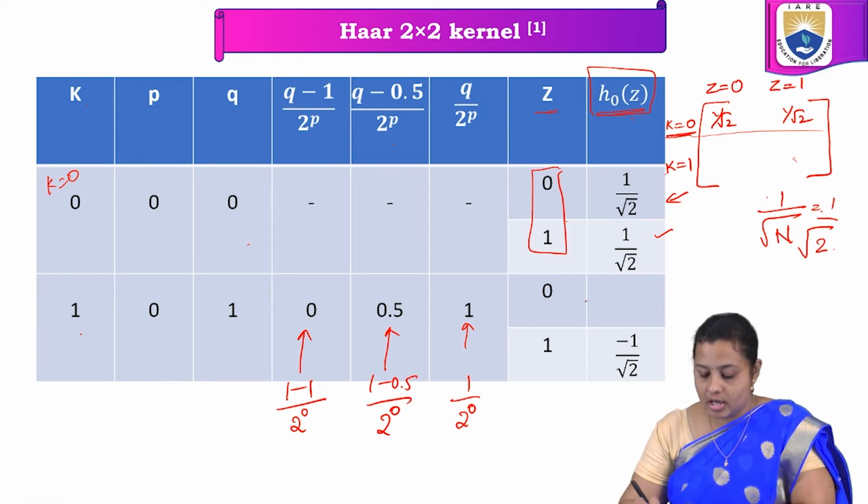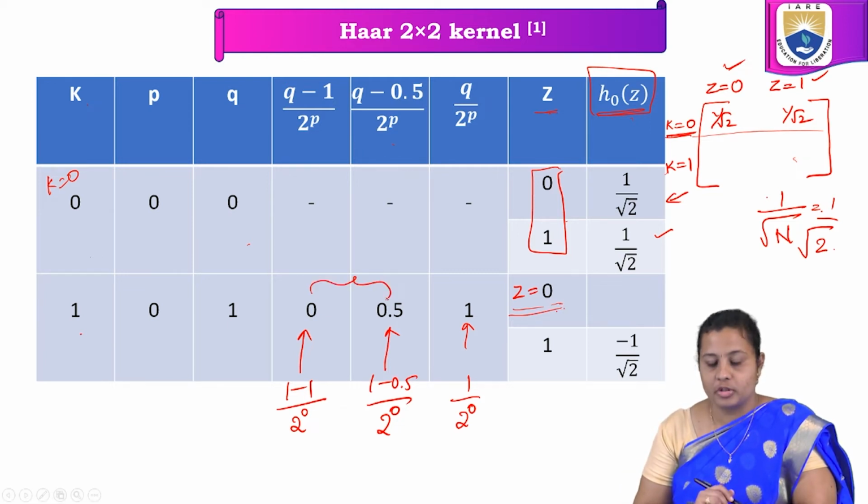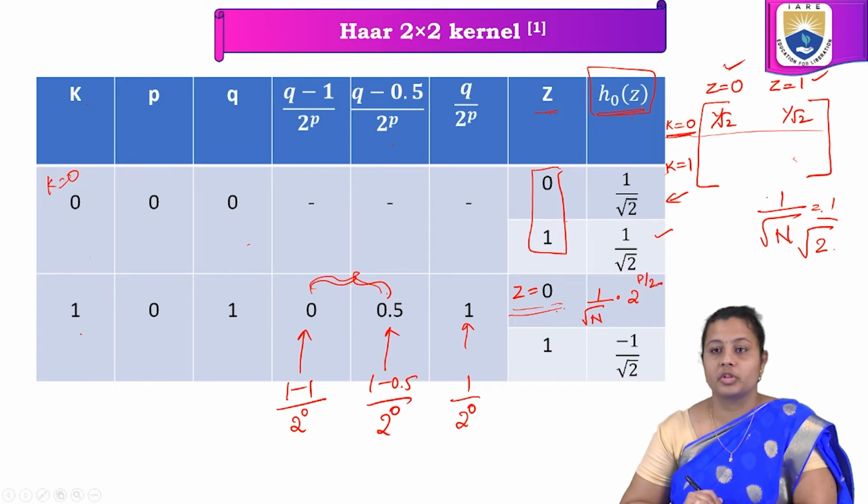Now, when z equal to 0, because we have two columns, z equal to 0 and z equal to 1. So when z equal to 0, which range is it falling in? It is falling in this range, right? So if the coefficient value is falling between this range, then the coefficient is given by 1 by square root of N into 2 power p by 2, right?